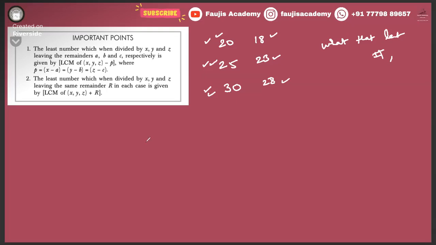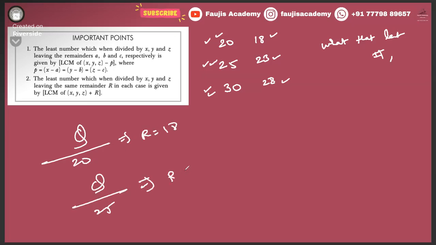We have a number, let's call it Q. When it is divided by 20, it leaves the remainder 18. When divided by 25, it leaves the remainder 23. And when divided by 30, it leaves the remainder 28. This is the question. So they have given the formula to you. It seems like a magic potion, but it is not, I tell you.